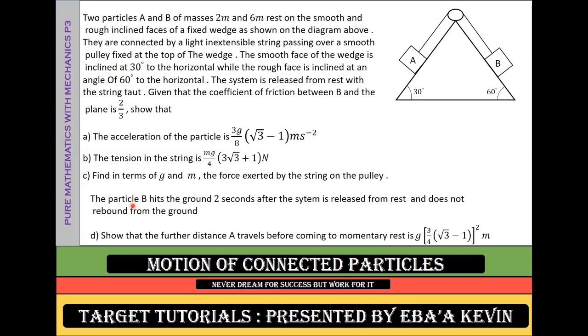The next part introduces a new condition. The particle B hits the ground 2 seconds after the system is released from rest and does not rebound from the ground. D, show that the further distance A travels before coming to momentary rest is g times 3/4 times the square root of 3 minus 1, then squared, meters. Let's actually launch into the solution of this question.